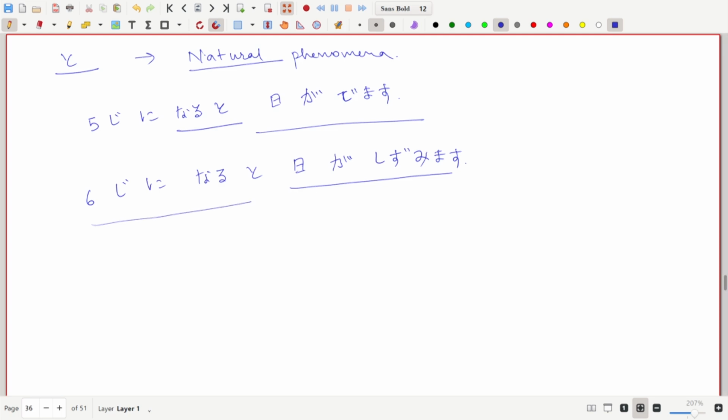So when it is 5 o'clock, the sun comes out. When it is 6 o'clock, the sun goes down or sets. This is how we use the particle to, where one action is inevitable once the first action is done. So we'll learn till here today and continue in the next class. Thank you.